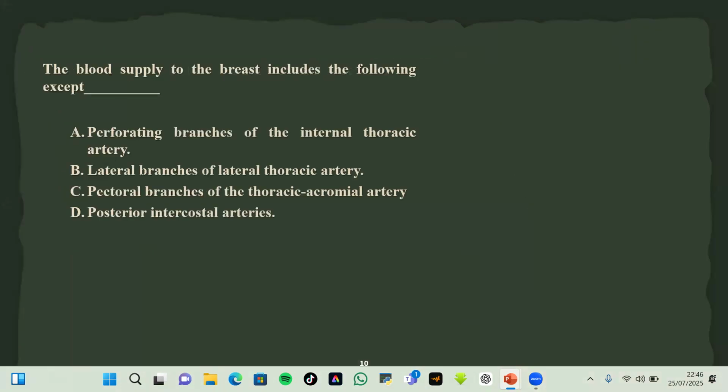The blood supply to the breast includes the following, except A, perforating branches of the internal thoracic artery, B, lateral branches of the lateral thoracic artery, C, pectoral branches of the thoracoacromial artery, D, posterior intercostal arteries.